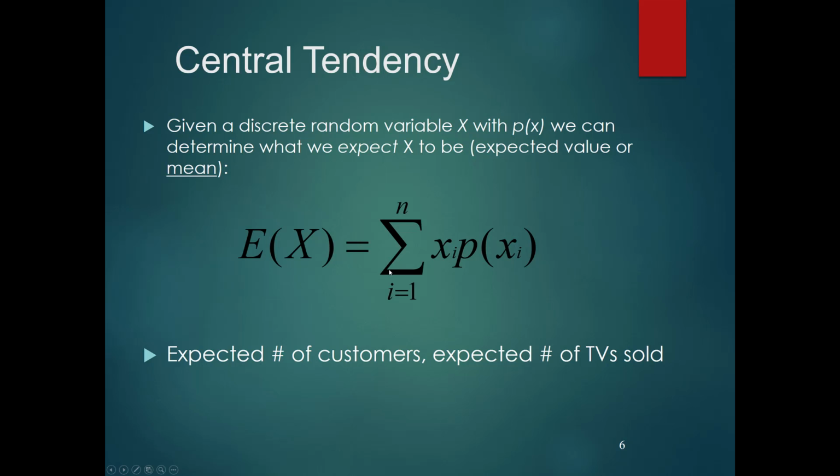So, 0 customers and the probability is 20%. 2 customers, probability is 30%. I multiply all those and add them up, I get an expected number of customers. That's basically another way of saying average. Again, that's called expected value, and that's for a discrete random variable.